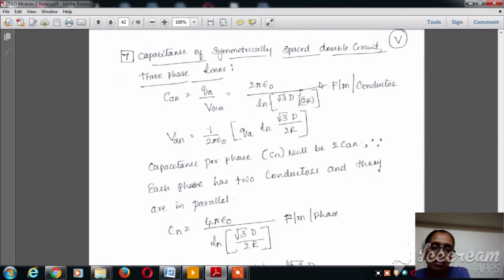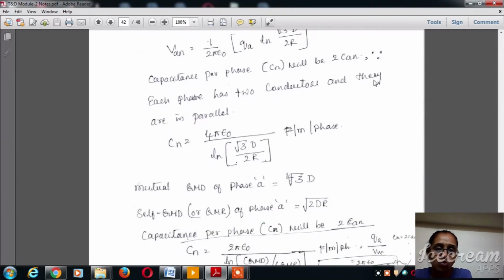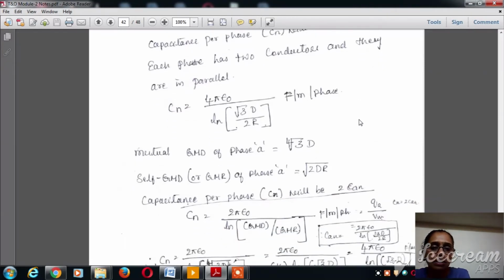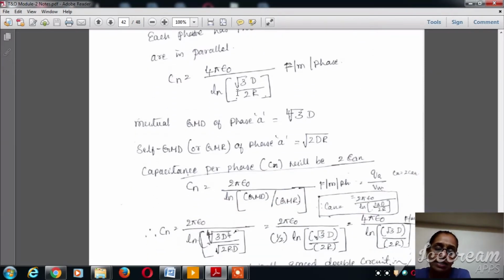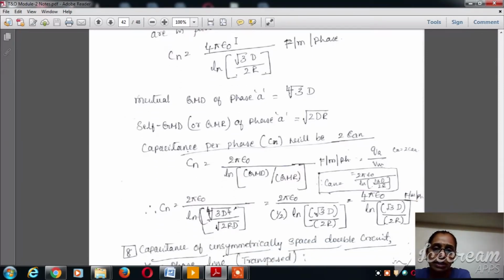found out the capacitance of symmetrically spaced double circuit three phase lines, and we can shortlist those formulas. CAN and VAN, and capacitance per phase will be nothing but 2 into CAN here because of the double circuit. Each phase has two conductors and they are in parallel, and Cn is equal to 4 pi epsilon naught divided by ln root 3 D divided by 2R farad per meter per phase.